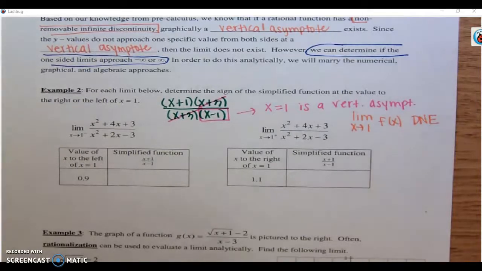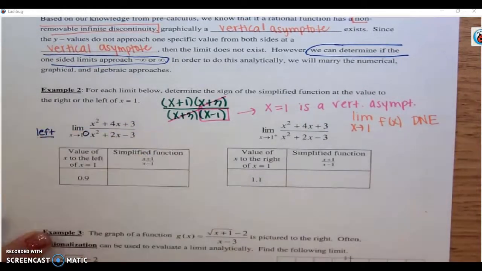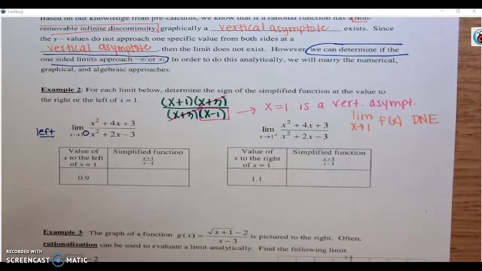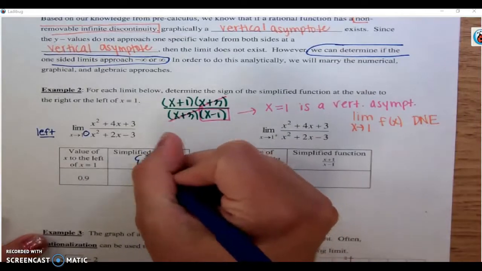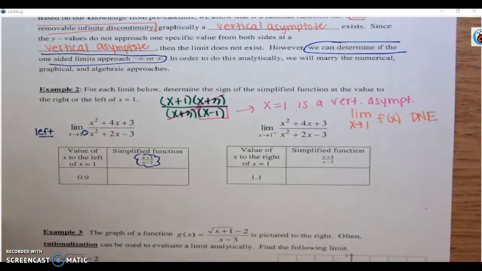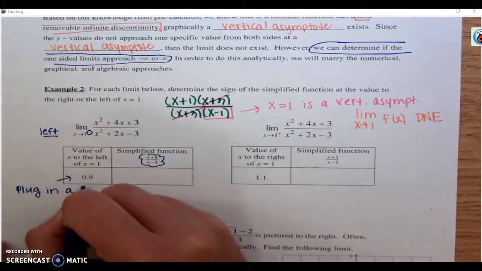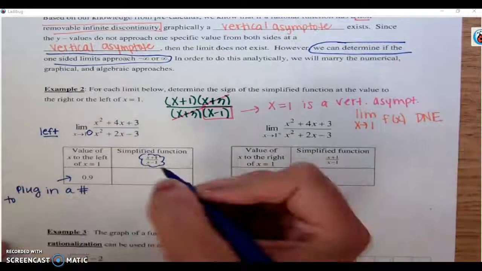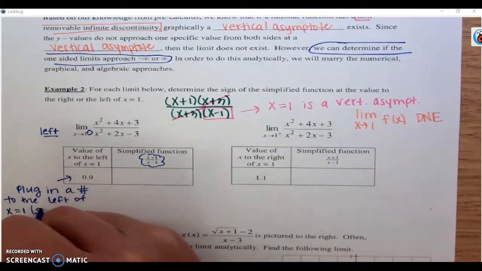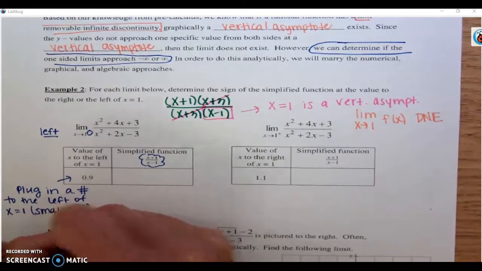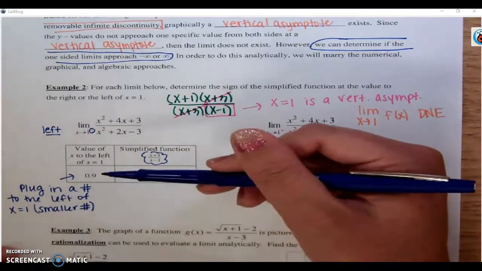So this asks us for the limit as x approaches 1 from the left. What we're going to do is take the simplified fraction. The simplified fraction is what you have after you've canceled out, so x plus 1 over x minus 1. And if we're trying to find the left side, you're going to plug in a number to the left of x equals 1, which means a smaller number. Now you do want to get a smaller number that's very close to the number. So if it's 1, you want to pick something like 0.9 or 0.95. It's got to be close.